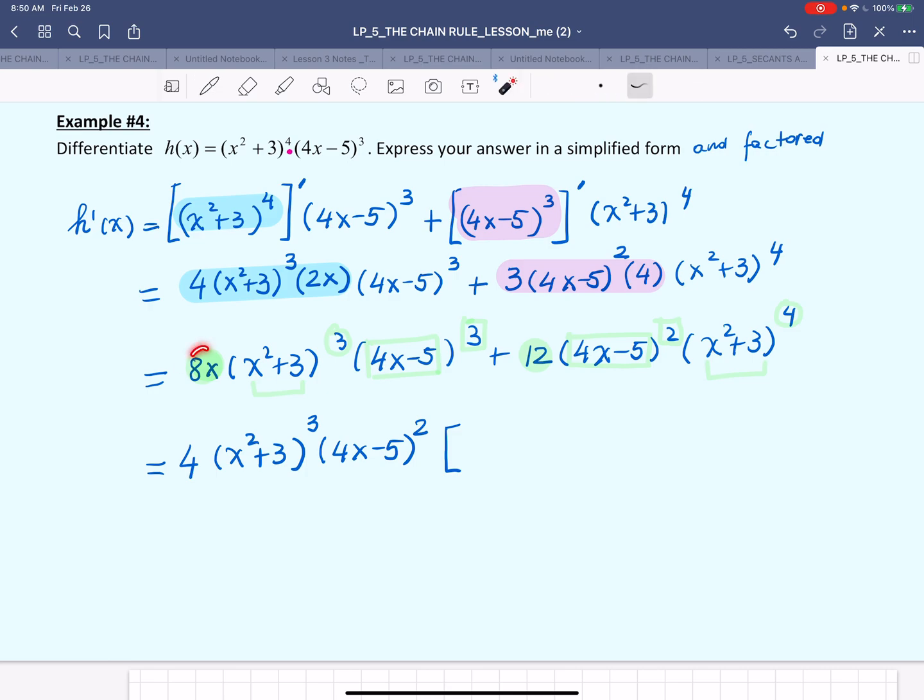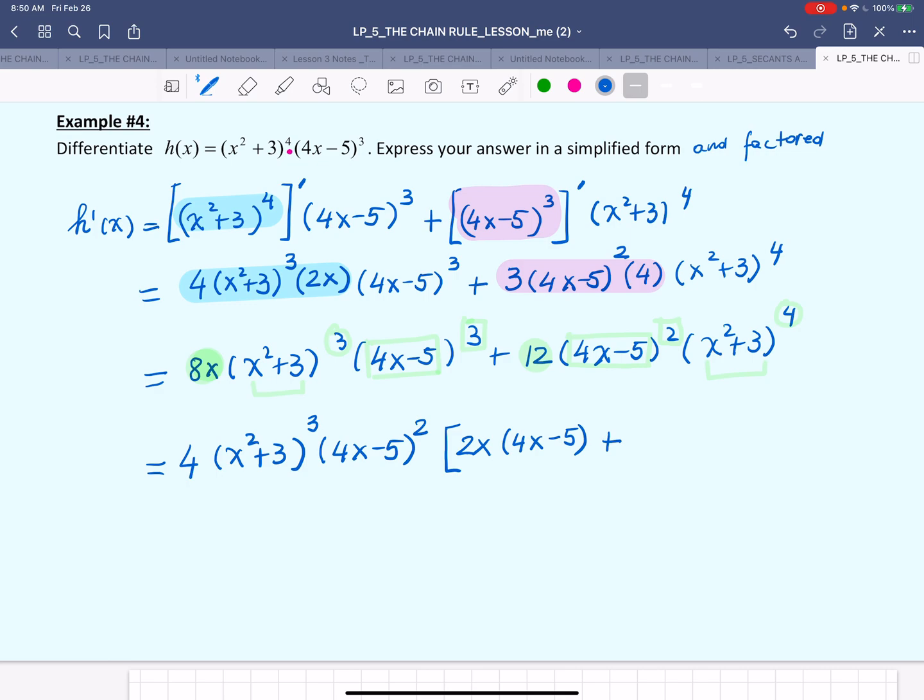So 8x, 4 is out, that means 2x is in. The next term is x squared plus 3 to the power of 3. The whole thing is out, nothing left from x squared plus 3 here. The last factor in the first group is 4x minus 5, power 3. 4x minus 5, 2 powers are out, 1 power still in. So multiplied by 4x minus 5.